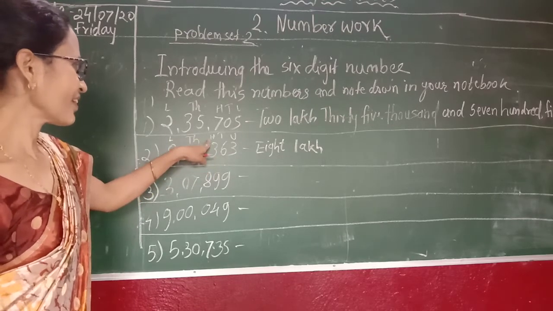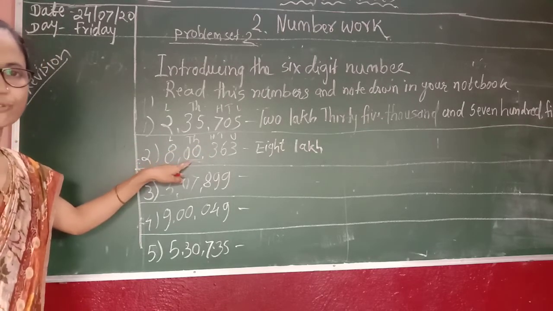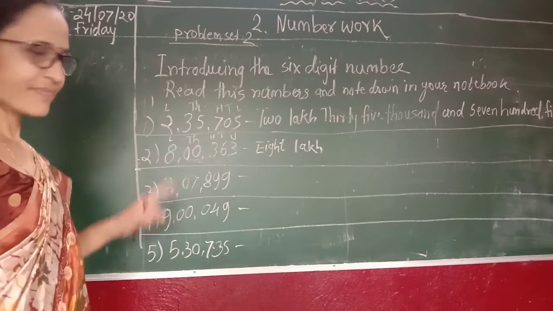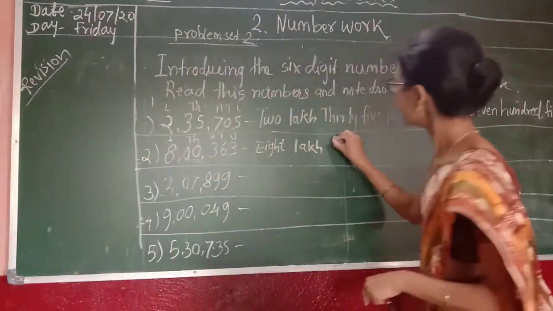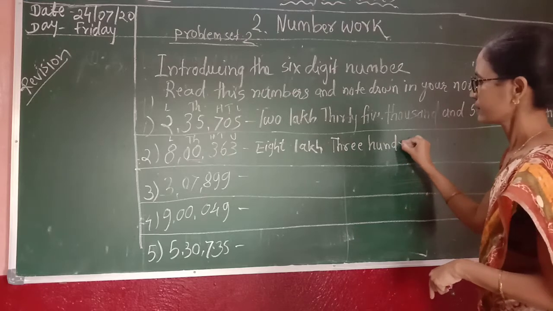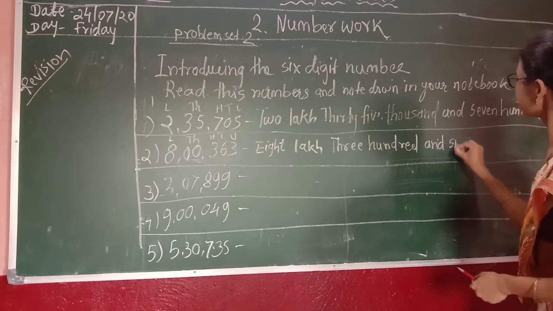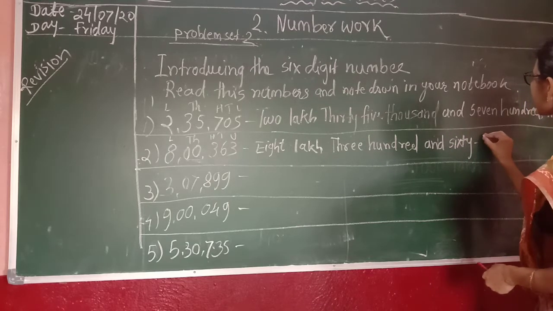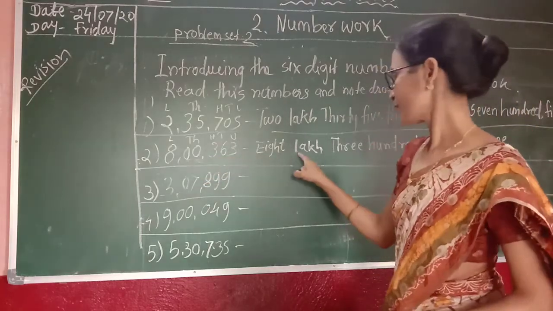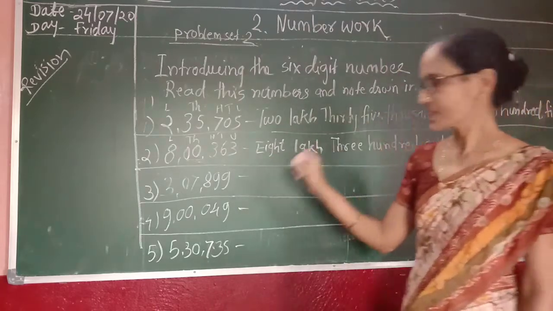8 lakh 300. How to read this number? 8 lakh. Here is 0. So how to read this number? 8 lakh 363. 8 lakh 300 and 63. Clear? Okay. No need to write 0 in the 1000 place. So 8 lakh 363. Which is the next number?